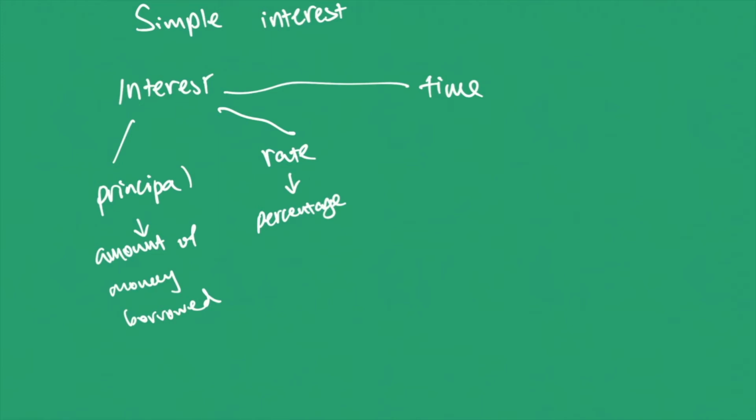Conversely, if a person invests money in a bank or elsewhere, the bank pays the person interest because the bank uses the money to finance its own investments. In simple interest transactions, interest is only paid on the original amount borrowed.